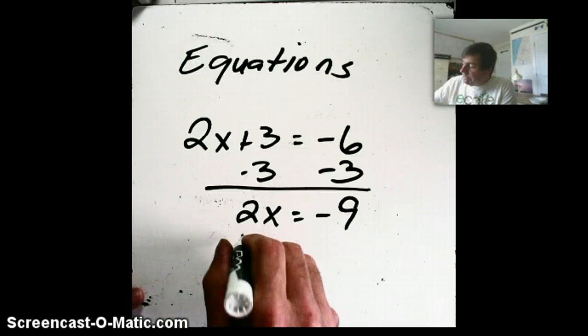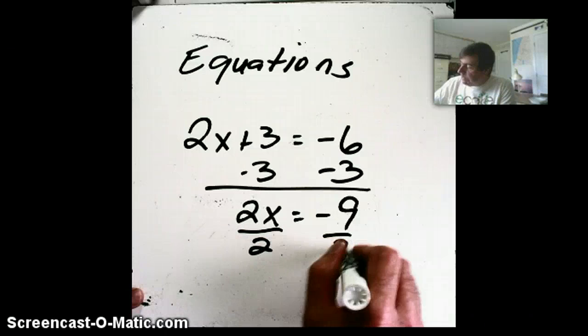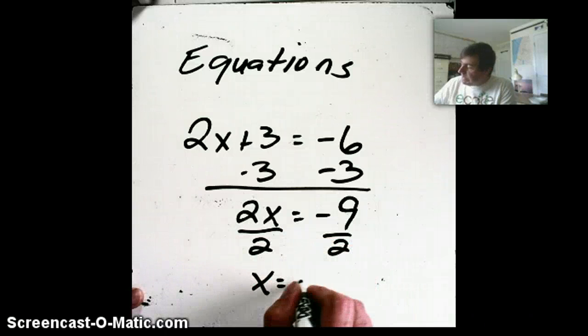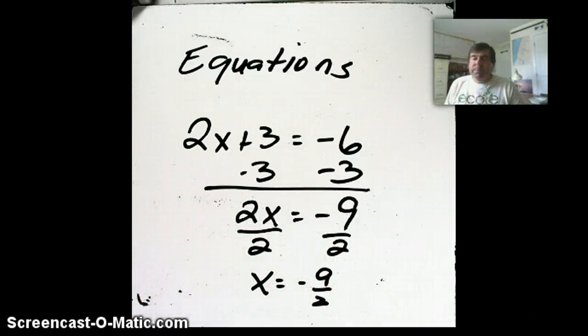2x equals -9. We want to get rid of that 2 by dividing. So x is equal to -9/2. You could leave improper fractions as long as they're reduced, like this, or you could say -4.5. So a very simple example.